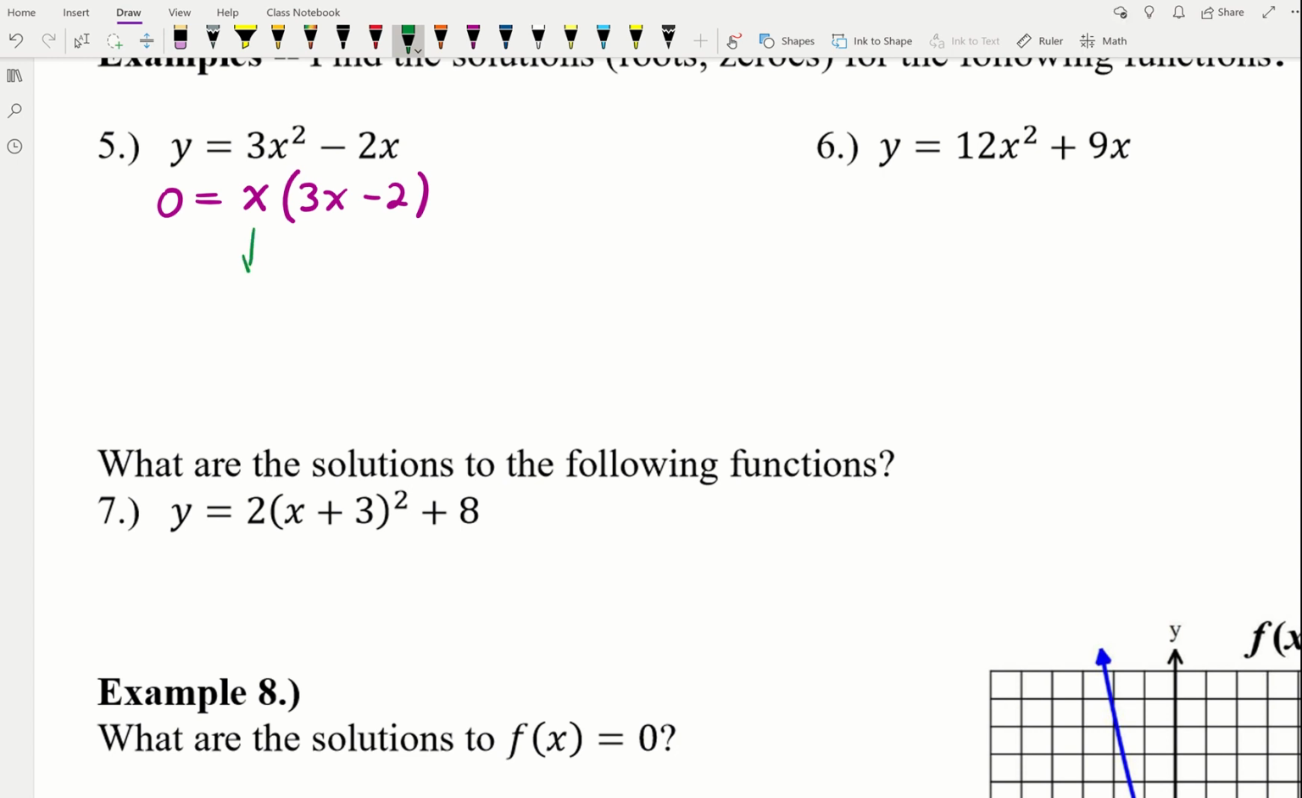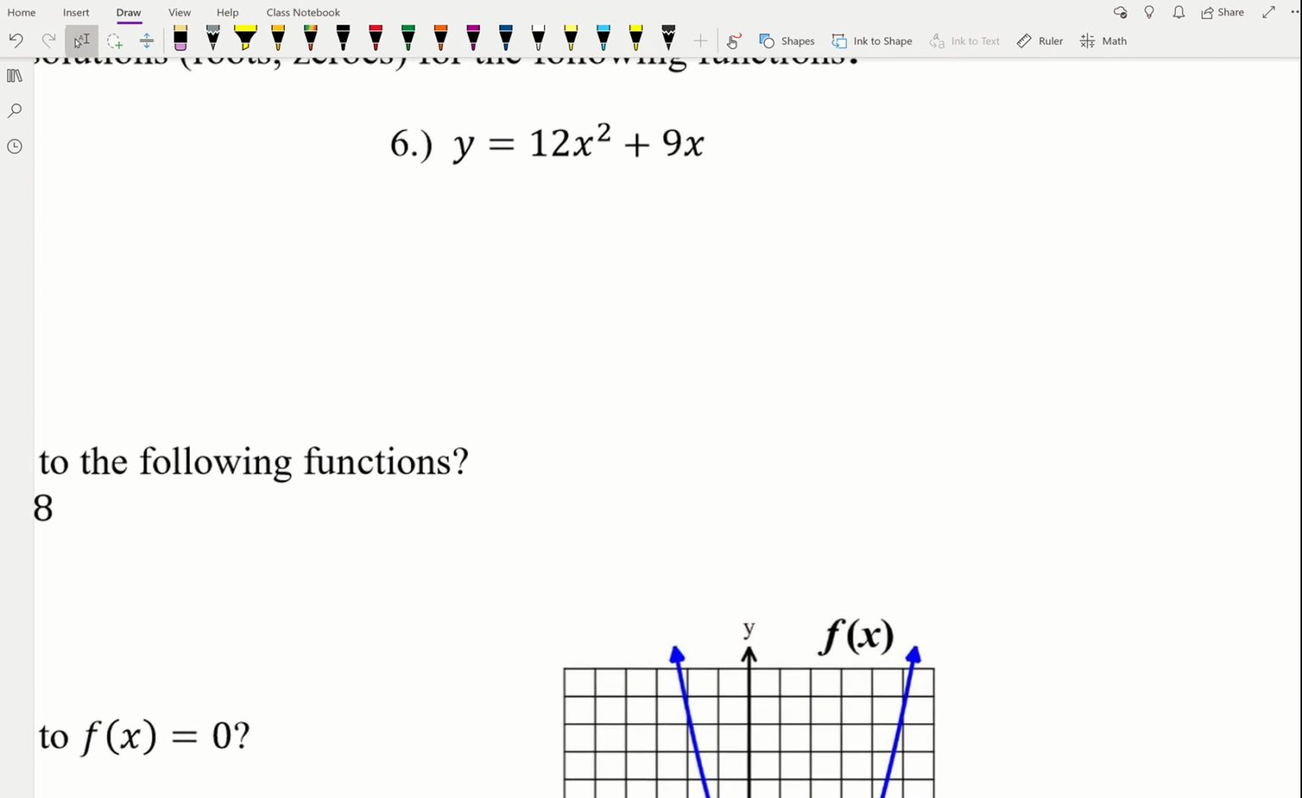What's going to make x 0? 0. Here, in order to get x alone, I'm going to add 2, but then I'm going to divide by 3. So x is equal to 0 and 2/3. One of the most common misconceptions people are going to make is they're going to look and just be like, oh, it's positive 2. All I got to do is add 2. Well, that's not the case. You have to get the x alone.